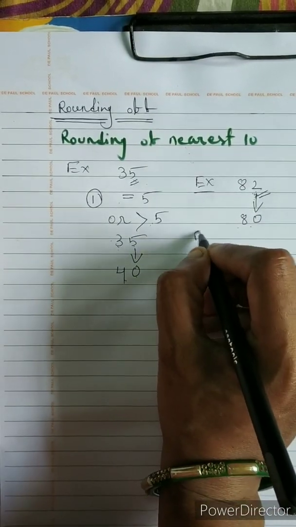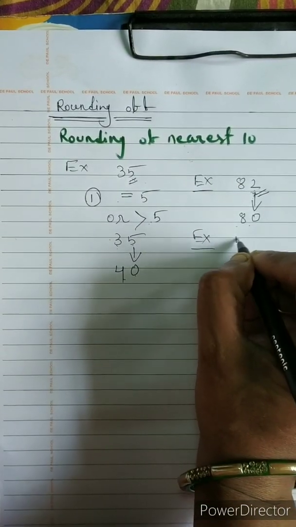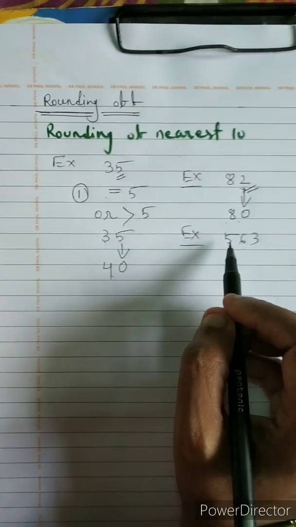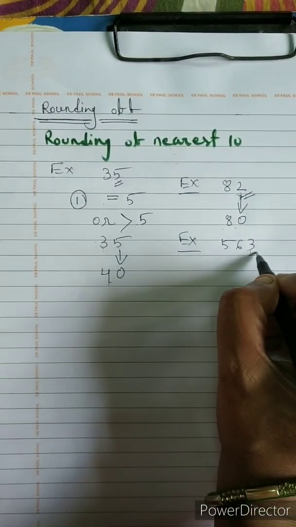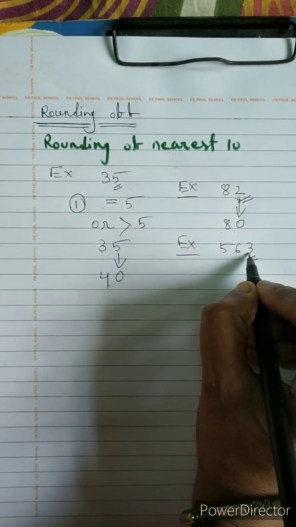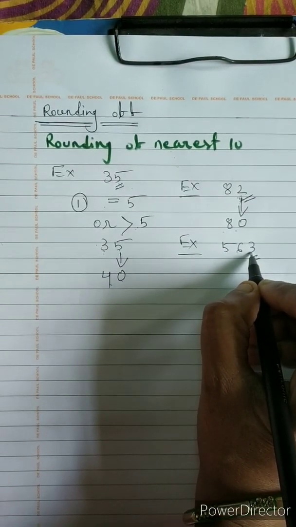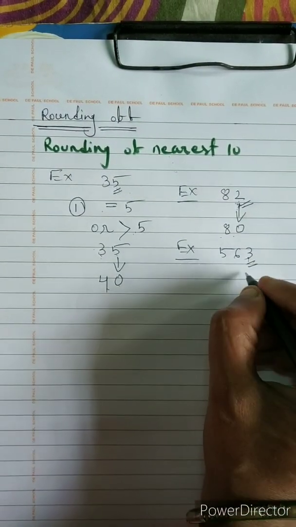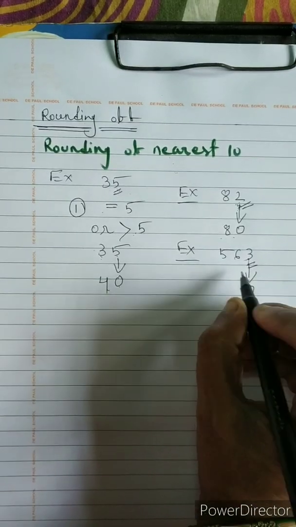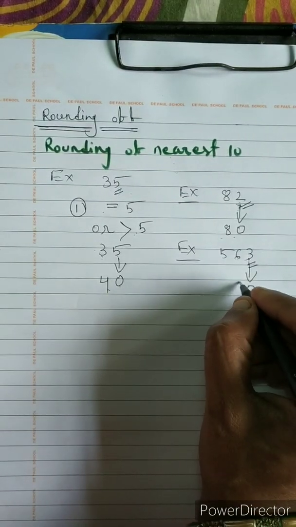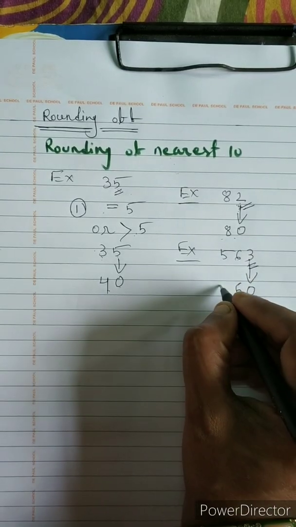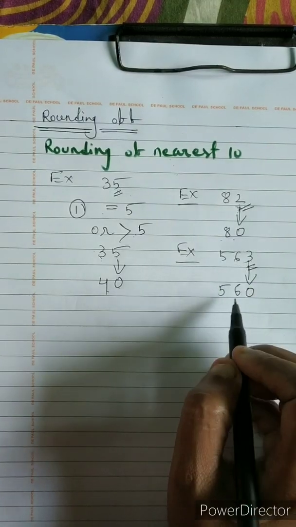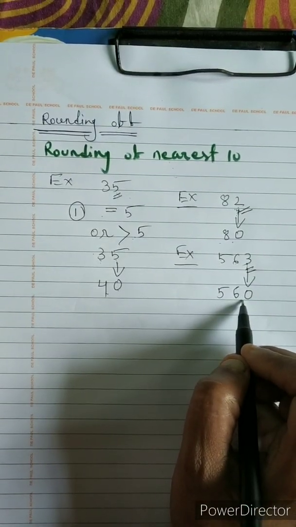Similarly, you can take a 3-digit example. Suppose 563, rounded off to the nearest 10 only. Same process. The ones place digit is 3. You compare with 5. Because 3 is less than 5, the second case arises. If it is less than 5, the ones place digit becomes 0 and the tens place has no change, it is 6, and the hundreds place also has no change, it is 5 only. Now 563 rounded off to the nearest 10 is 560. Children, I hope you understand.